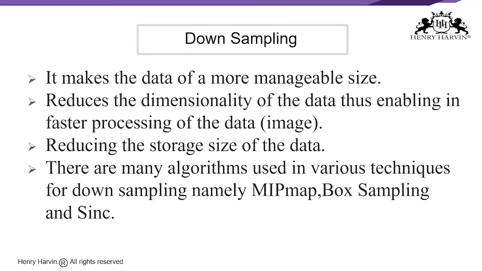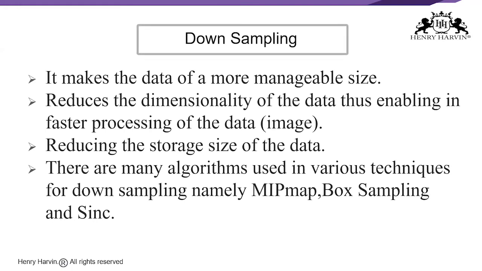Downsampling. The name itself tells us that we have to downscale the image. It makes the data a more manageable size. It reduces the dimensionality of the data, which enables faster processing. It reduces the storage size of the data. And there are many other uses of this technique depending upon the usage. Sometimes people confuse this with the concept of image compression, which is completely different.